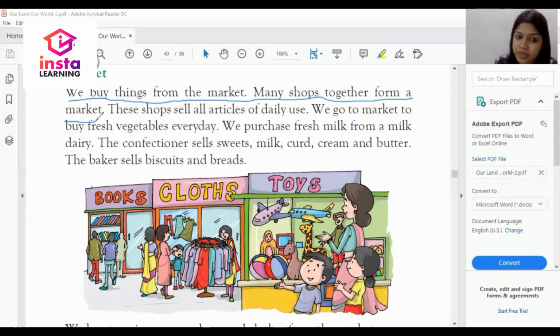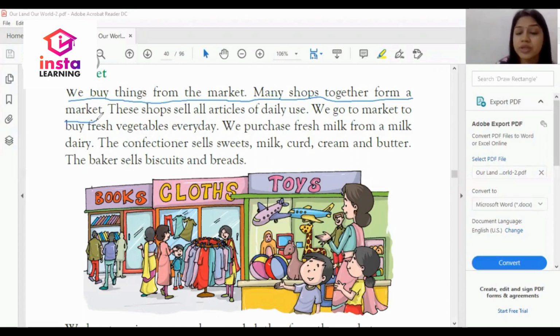We go to the market to buy fresh vegetables and milk. These things are bought in a market. The confectioner sells sweets, milk, curd, cream and butter. The baker sells biscuits and bread.